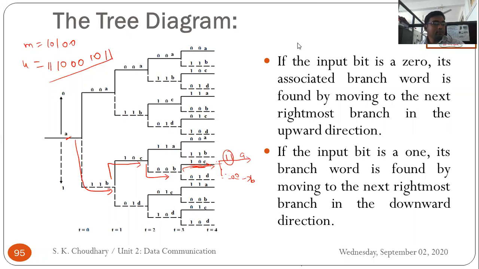In this case, we can also generate the output code word. This is another method. But as I have told you, as time advances, its complexity increases because we generate the number of branches in ascending order. That restricts the use of this tree diagram.